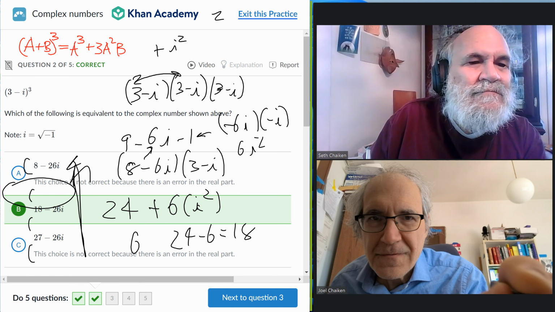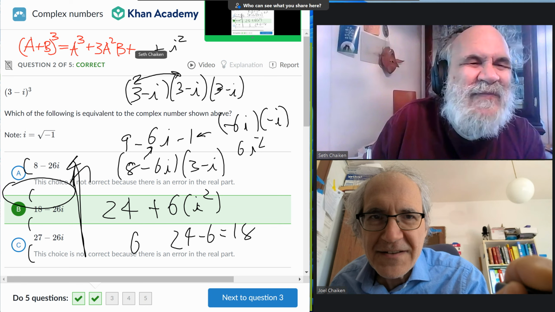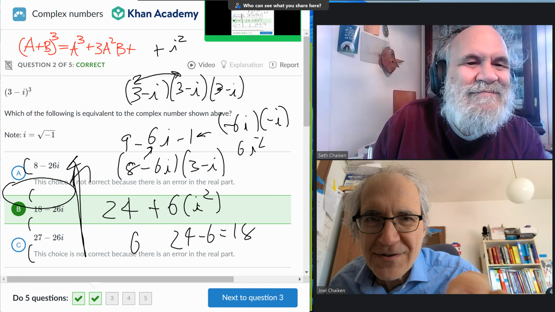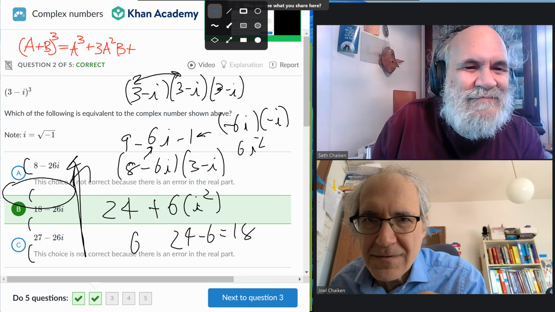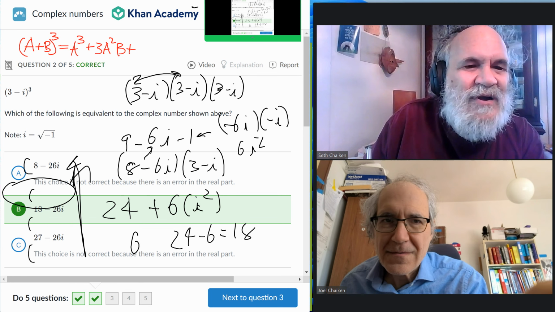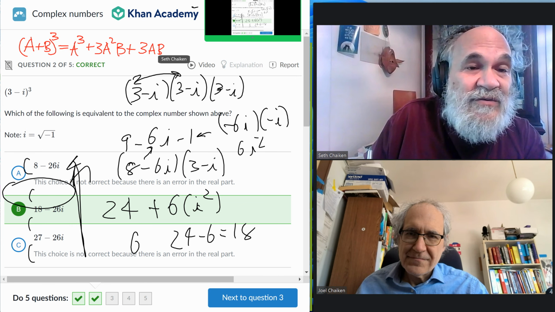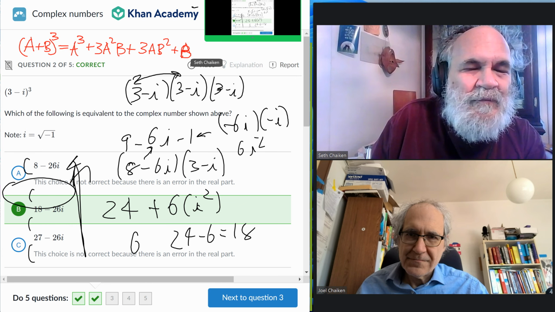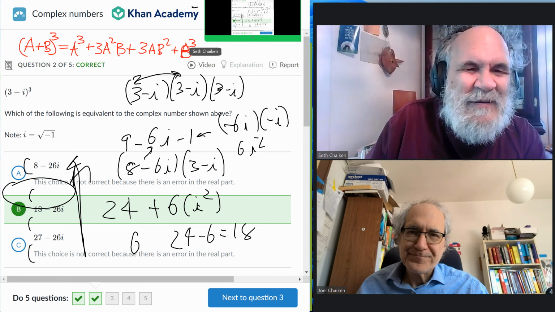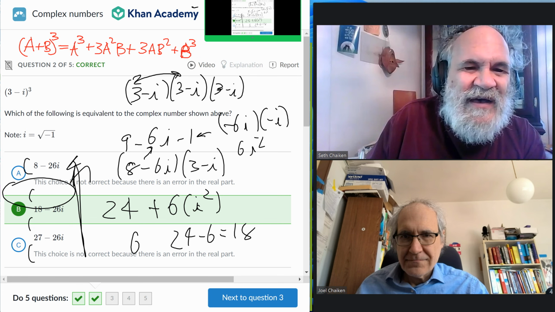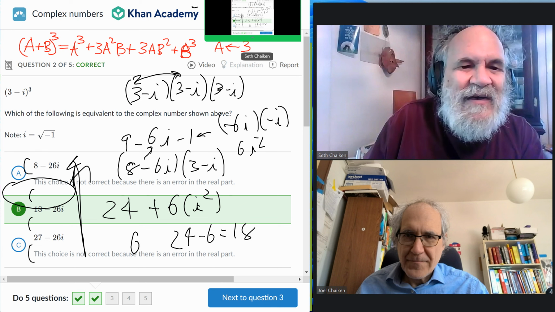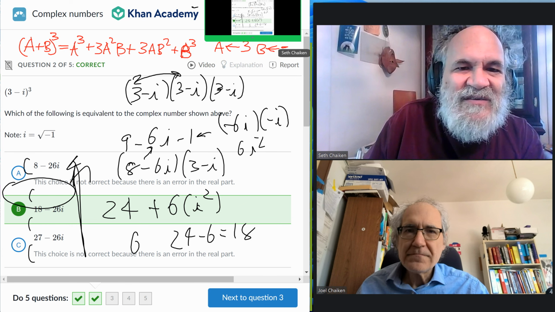Could you get rid of that plus i squared there? Yes, I can if you just bear with me. Please be patient. Okay, go ahead. Plus 3ab squared plus b cubed. Right. Okay. And then we substitute a for 3 and b for minus i.